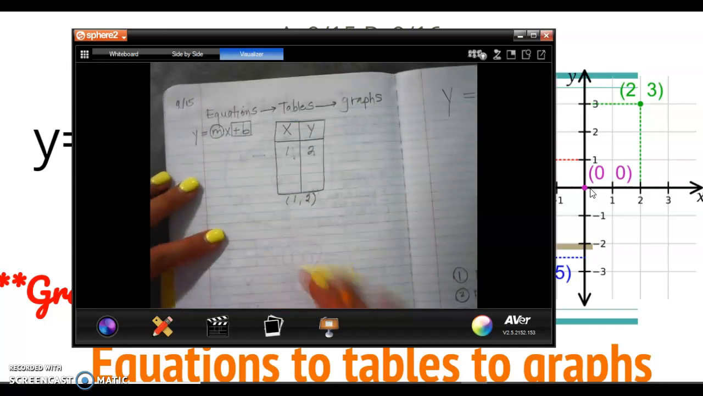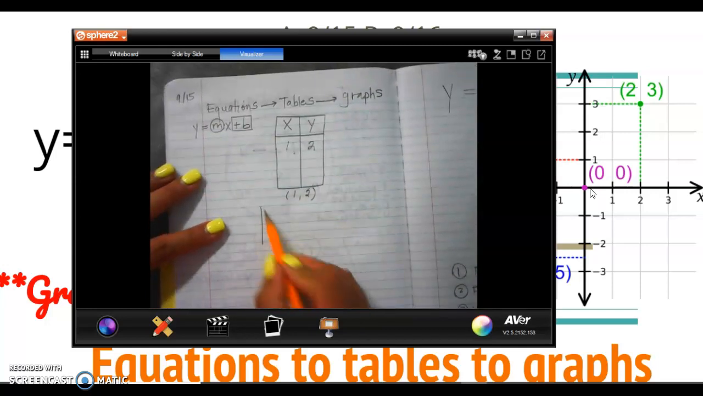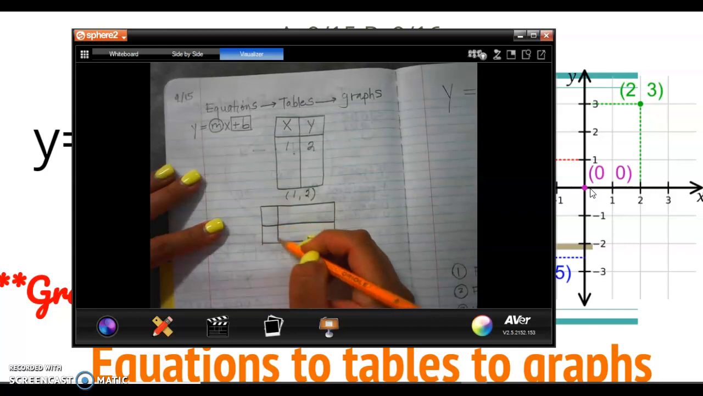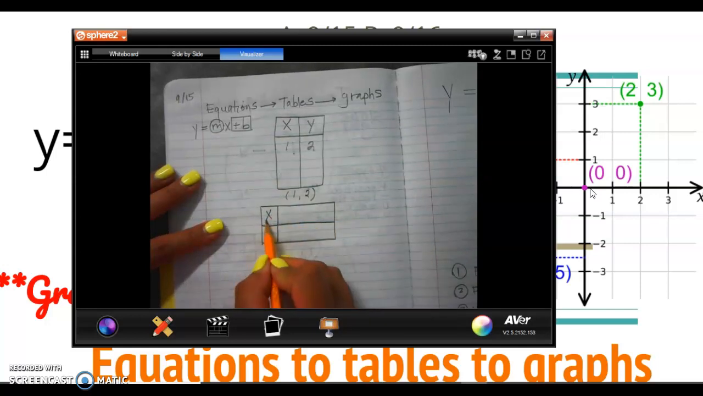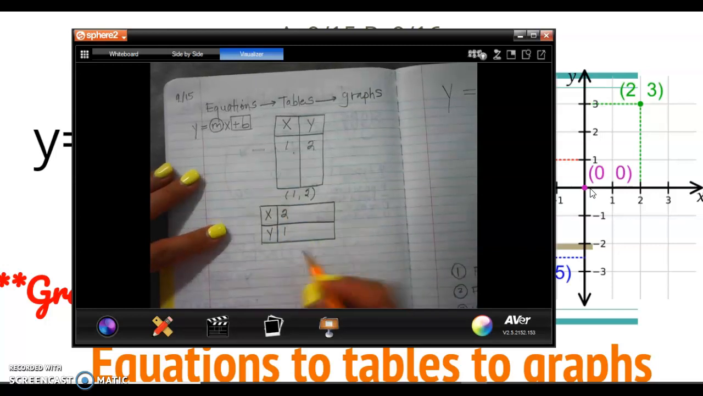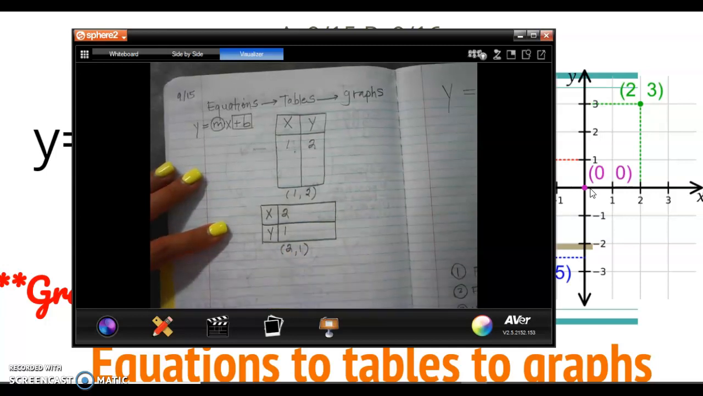If your table is turned sideways, laying down this time, your x column is on the top and your y is on the bottom. So if my point was (2, 1) this time, when writing it as an ordered pair, we need to make sure that we still keep x first and then y.